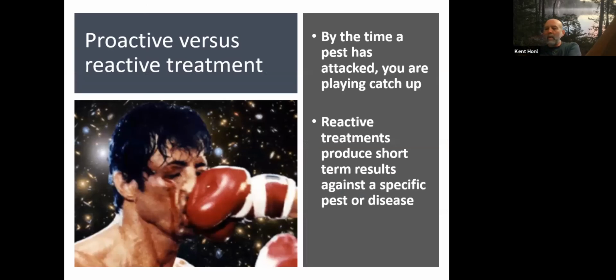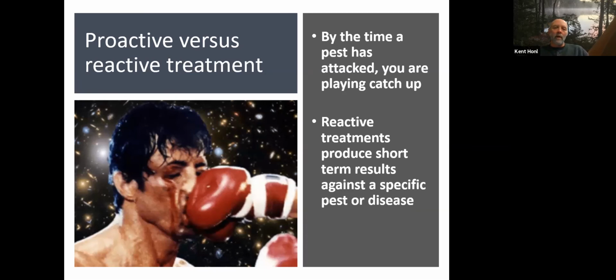So now I get to wrap it up here, bring it into the home stretch, right about on time. I get to talk about proactive versus reactive treatment. That most of what we've been talking about is reactive. There's already a pest that we're dealing with. And by that time a pest has attacked, you're just playing catch up to a situation. And a reactive treatment is going to produce a short-term result against a specific pest or a disease. Like you're just treating for apple scab when you spray that fungicide. You're just treating for Japanese beetle when you spray a salipran.